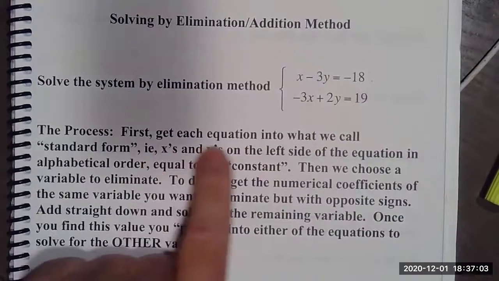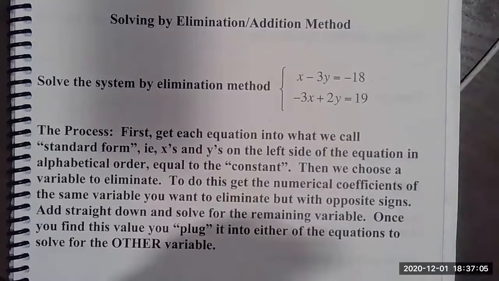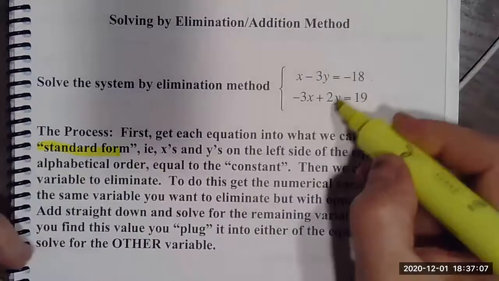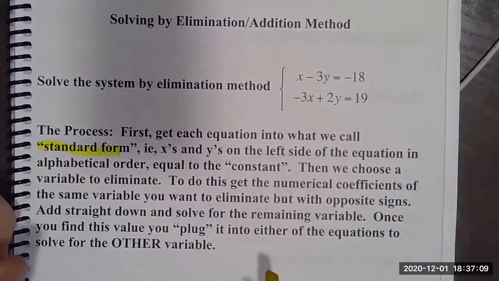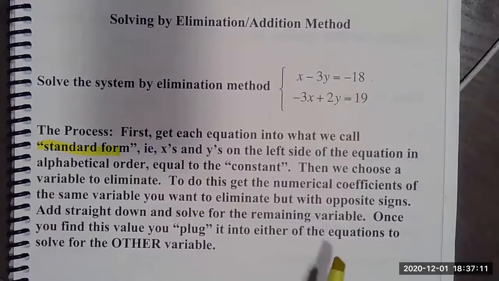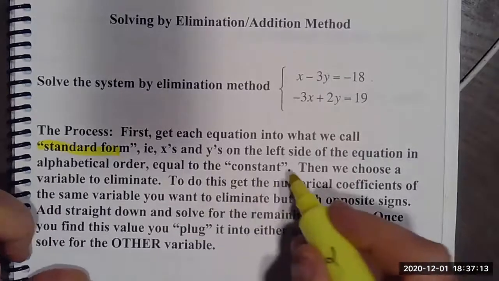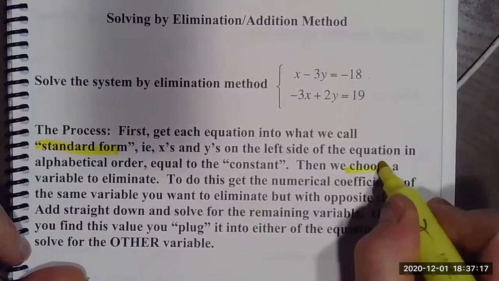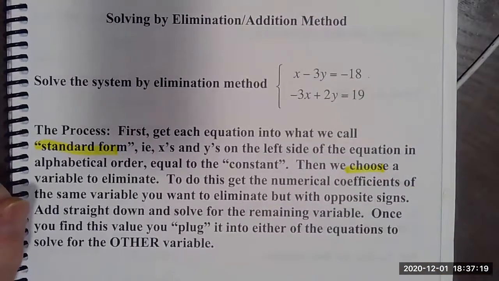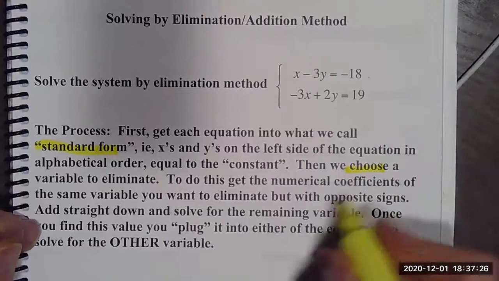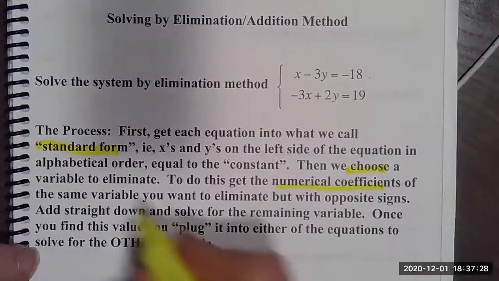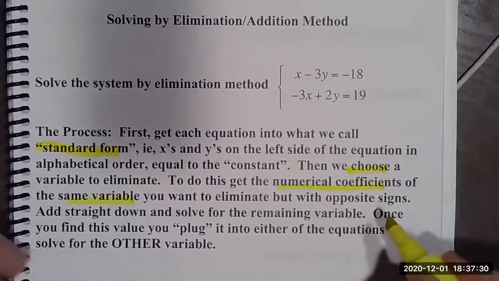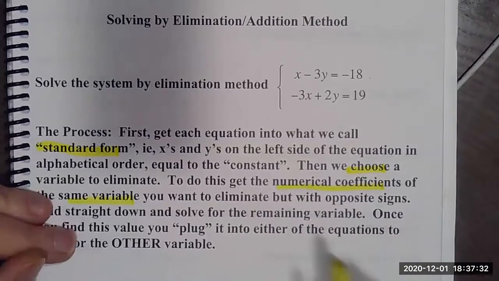So the first step, you want to get it in what's called standard form. Yes, they are in standard form. The x's and y's on the left-hand side alphabetically. Then we choose. This is the hard part for some of you. Choose a variable to eliminate. To get this, you want the numerical coefficients of the same variable to be the same but opposite signs.